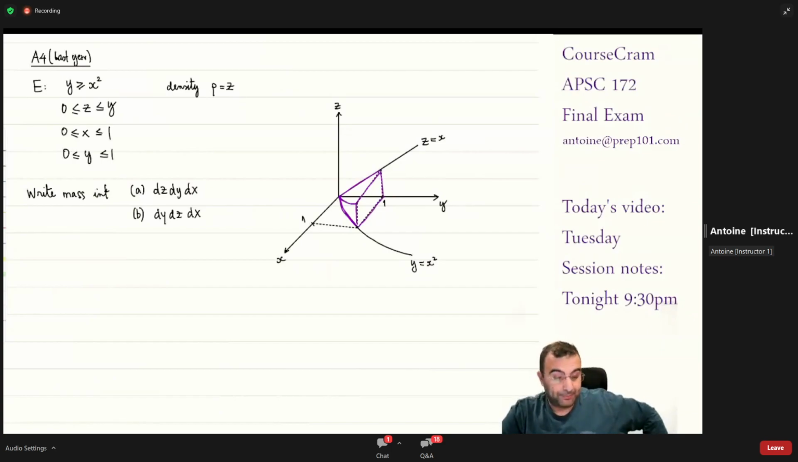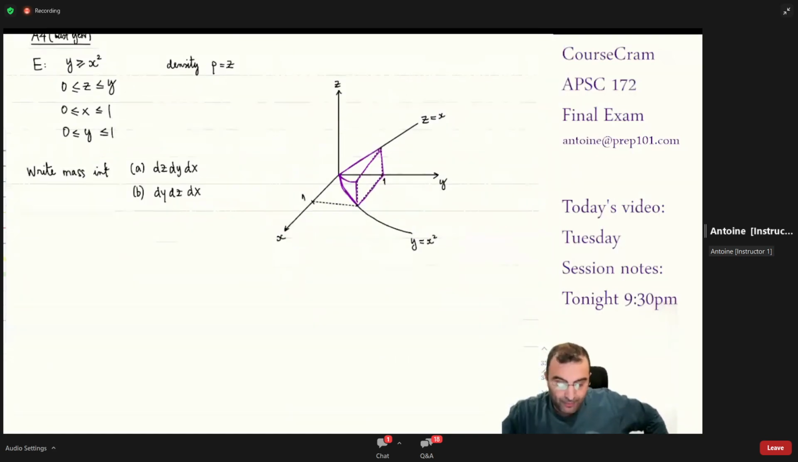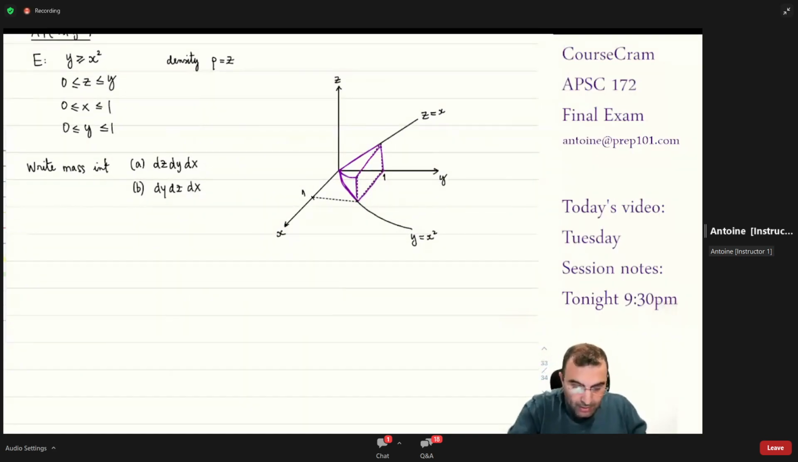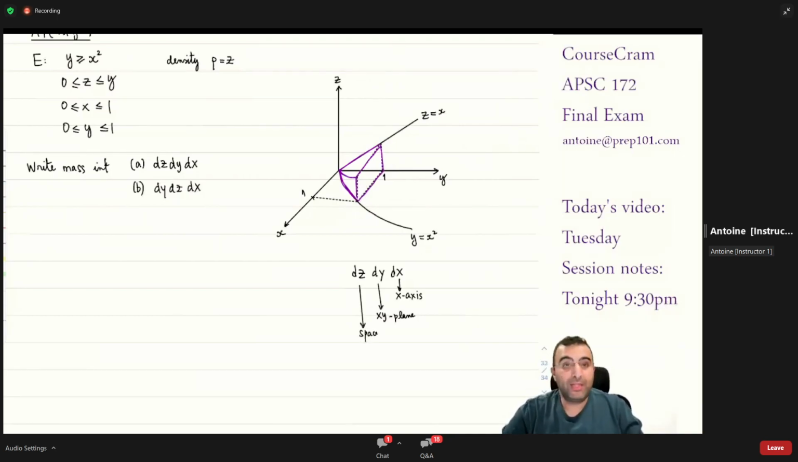Very exciting. So let's copy it because we're gonna do work on it twice. So let's do first dz dy dx. X is on the x-axis, y is in the xy plane, and z is in space. You see how my poem really helps? So on the x-axis, we can see it right away. X goes from 0 to 1.